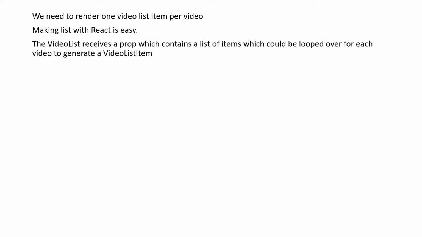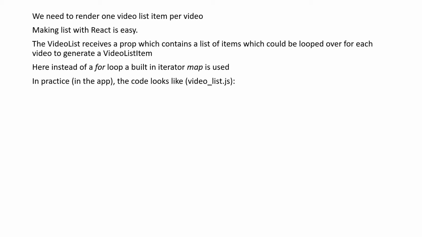We need to render one video list item per video. Now, making a list with React is easy. The VideoList receives a prop which contains a list of items, which can be looped over, each video generating a video list item. We have used the iterator map in this case.